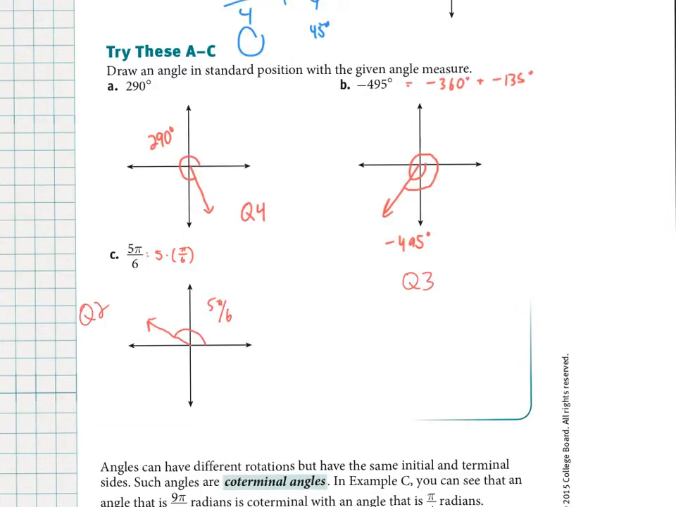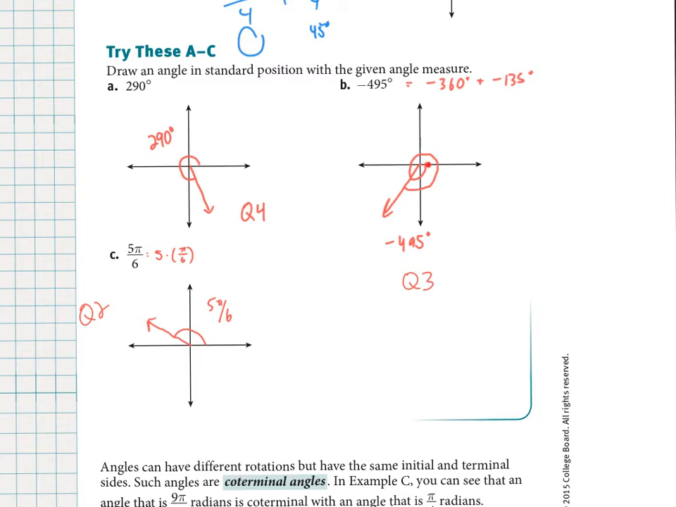Okay, welcome back. Hopefully you're checking your answers on the try these A through C. As you can see here, 290 degrees: I went 270 degrees, 90, 90, 90, 270, and then 20 degrees more here. It would also be 70 degrees short of the x-axis, or 70 degrees short of a full 360. I noted as well that I fell in quadrant 4. Knowing those is going to be important later on.